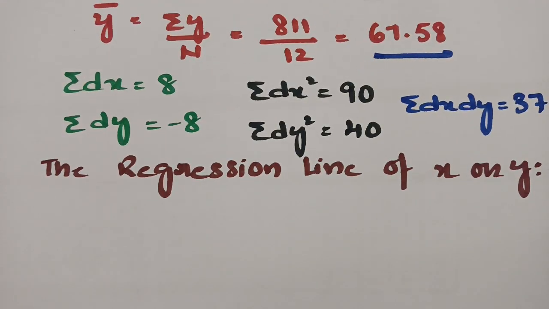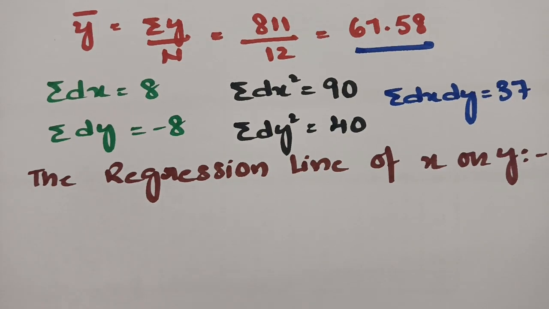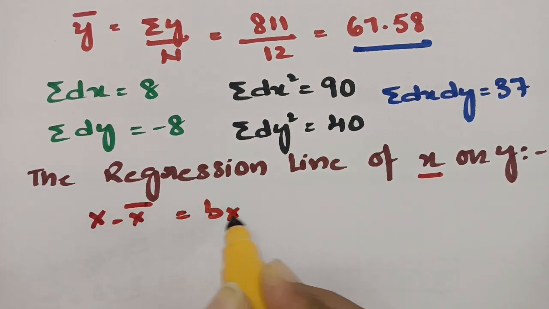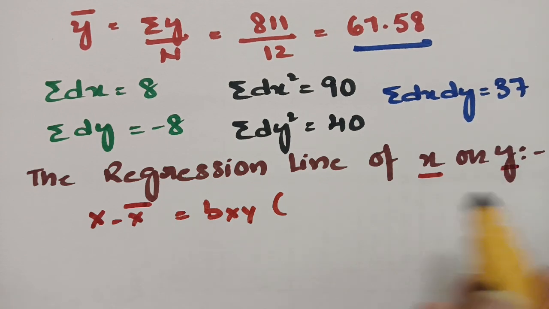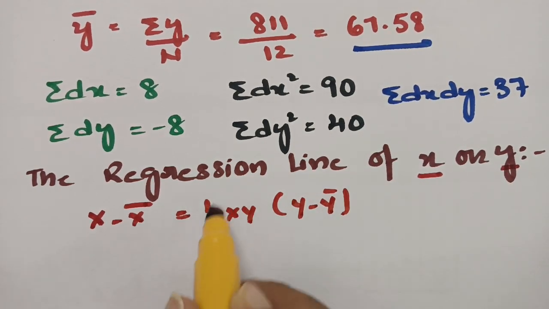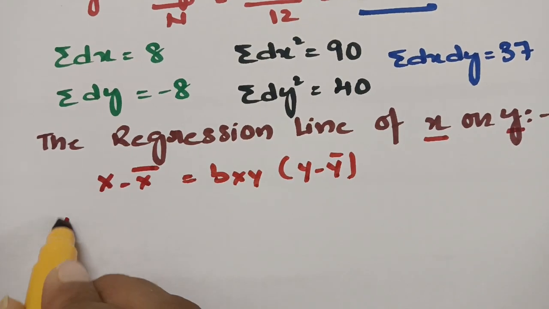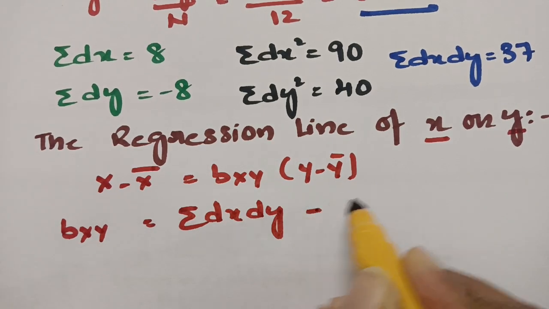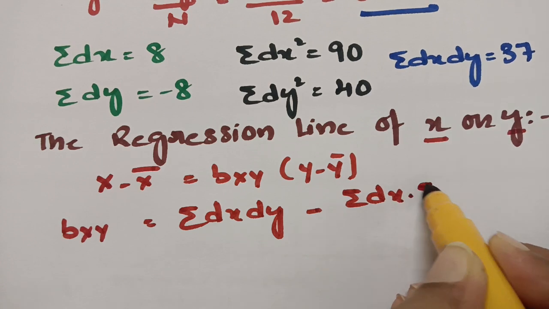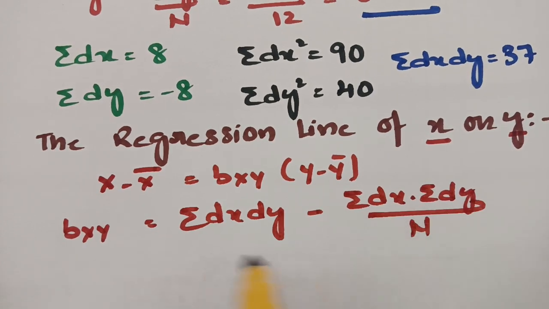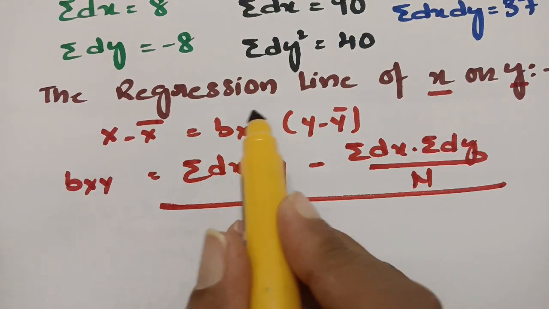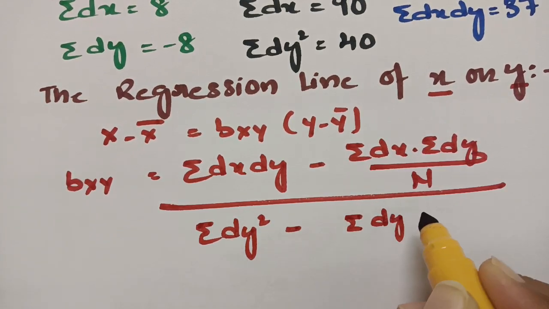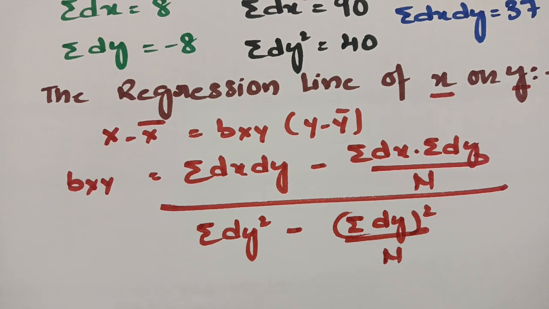As it is a fraction which is not a whole number, the formula here will be, see here, we have to start with x, that is x minus x bar is equal to bxy into, we have to end up with y. This will be y minus y bar. And what is this bxy? bxy will be sigma dx dy, the product, minus, individually we have to multiply sigma dx into sigma dy by n, whole divided by, as it is x on y, in the denominator we are going to write sigma dy square minus sigma dy whole square by n. So this will be bxy.